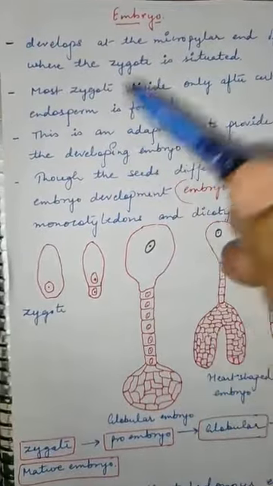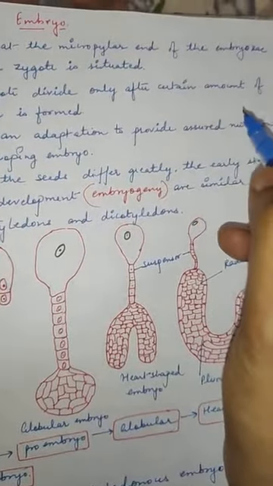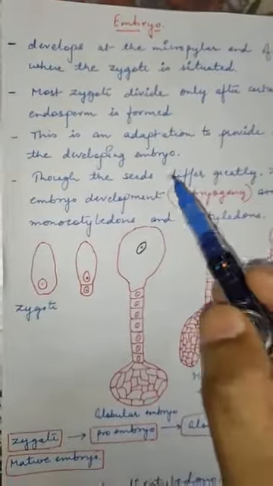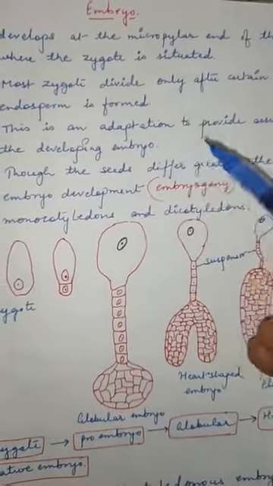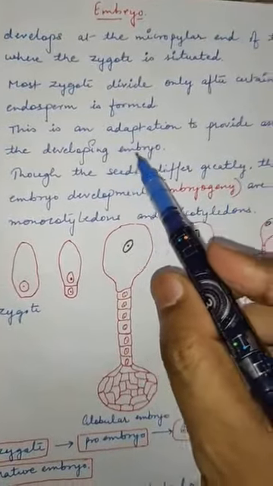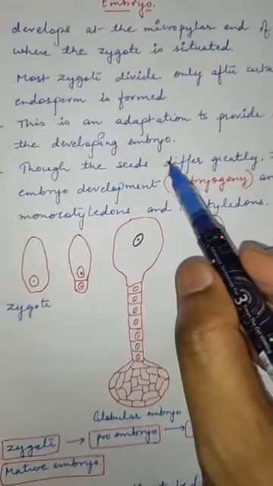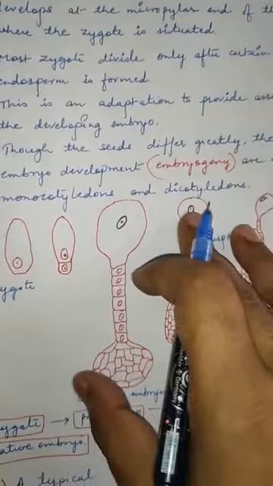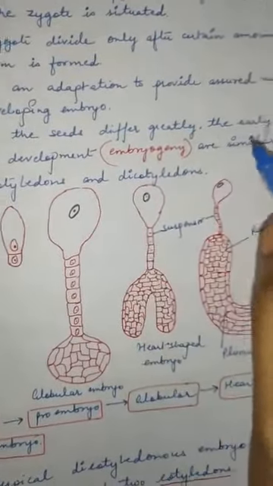So what will the zygote do? It will divide continuously, once some amount of endosperm has formed. Clear? When will the zygote divide continuously? When the formation of endosperm has happened. This is an adaptation to provide assured nutrition for the developing embryo, so that the embryo keeps getting nutrition. Clear? Then the seeds differ. The seeds of both will differ.